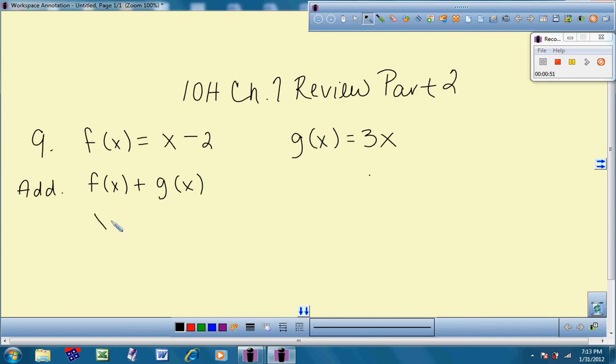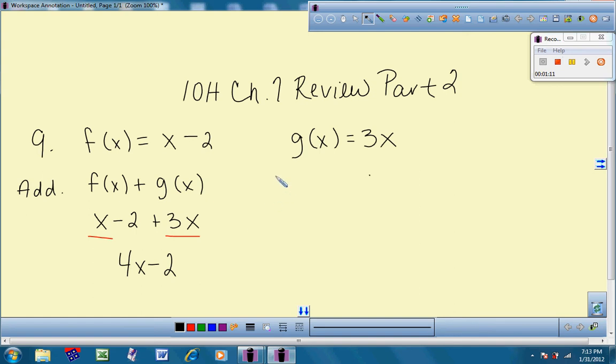So we will say x minus 2 plus 3x. At this point, we can combine like terms. 1x plus 3x will give you 4x, and attach the minus 2. So f of x plus g of x will yield you 4x minus 2.